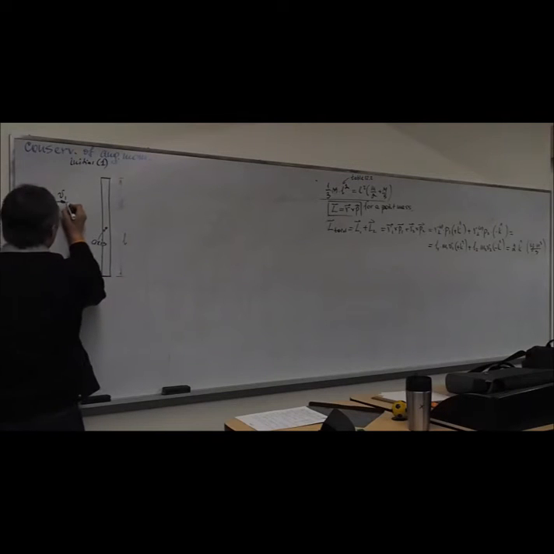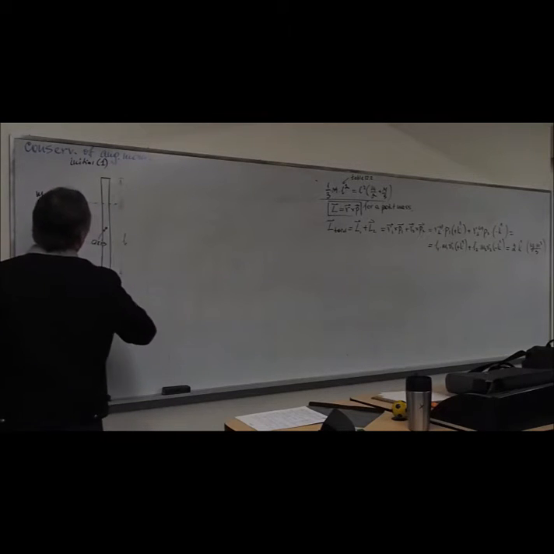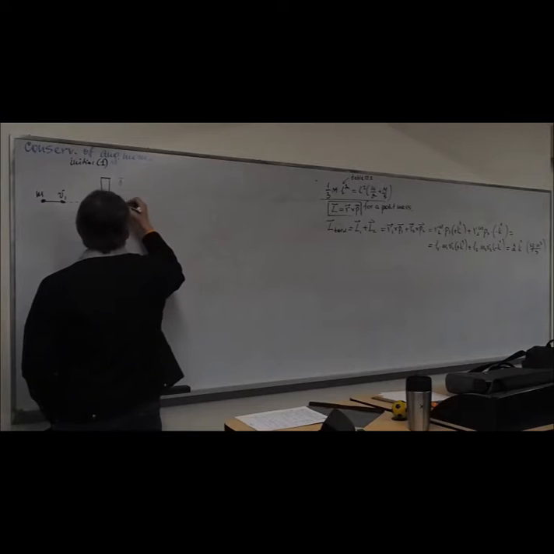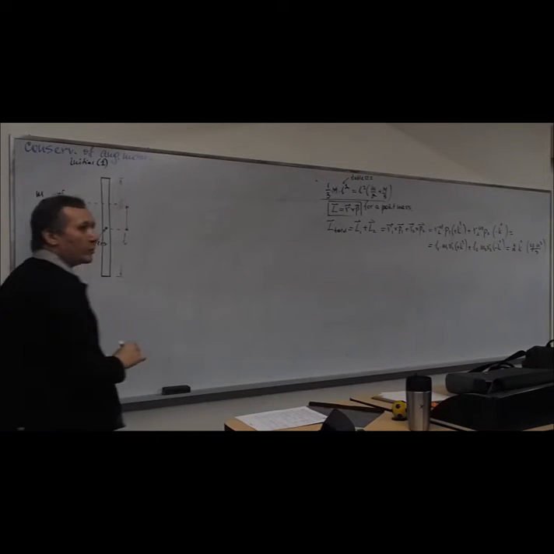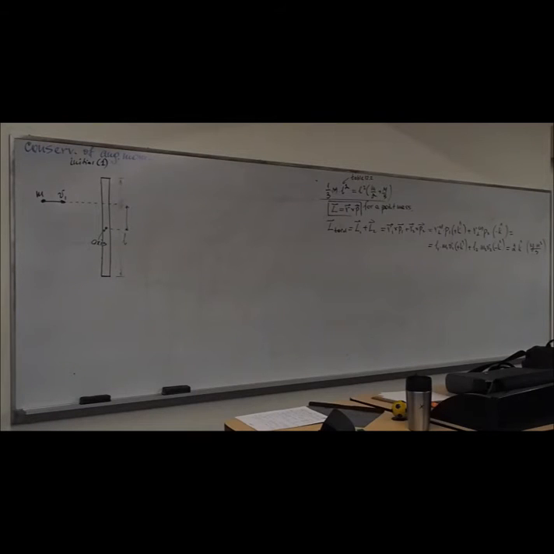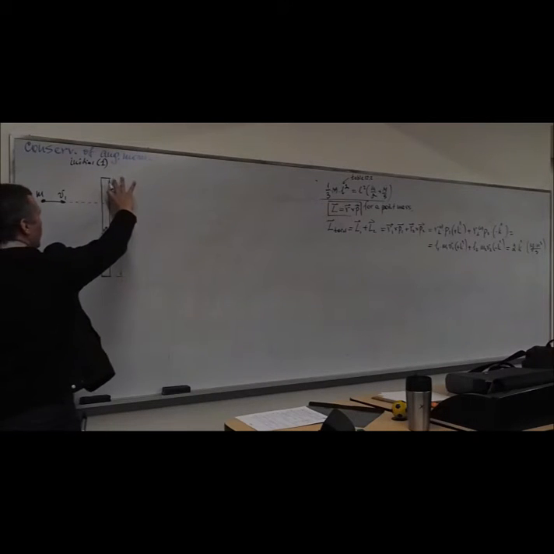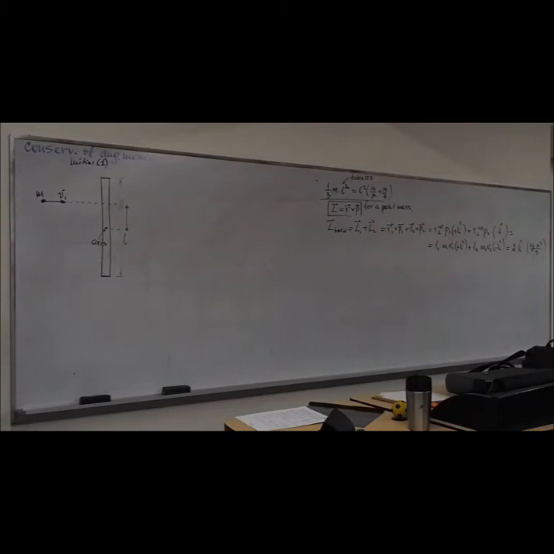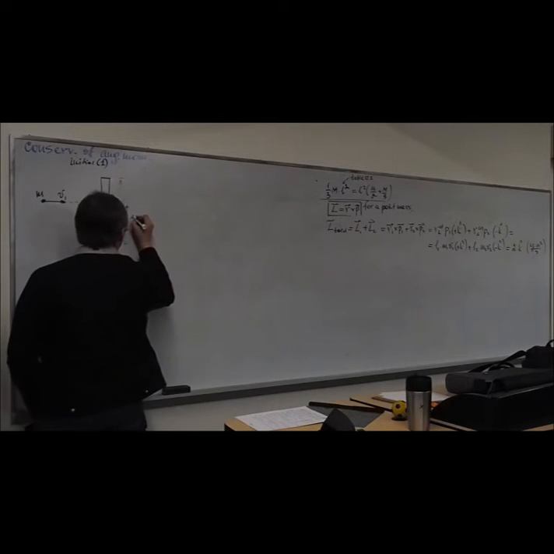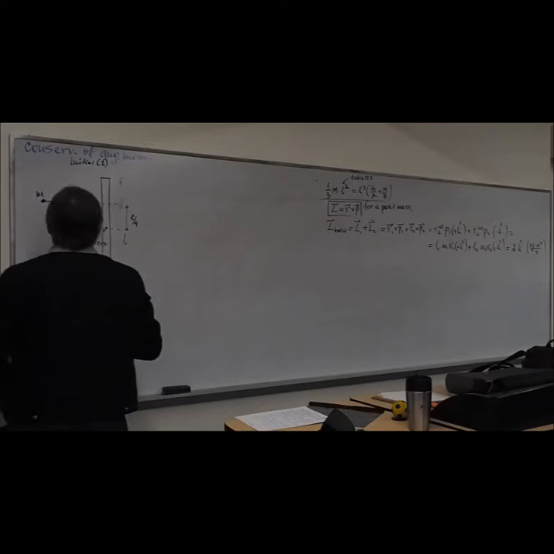So the bullet flies through the center, right? So what will be this distance in terms of L? L over 4. L over 4, of course, because it goes through the center of L over 2, right? So this distance, of course, will be L over 4.